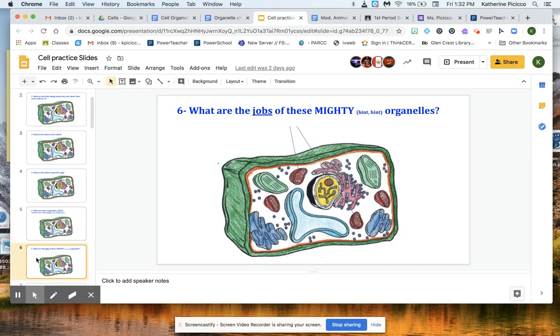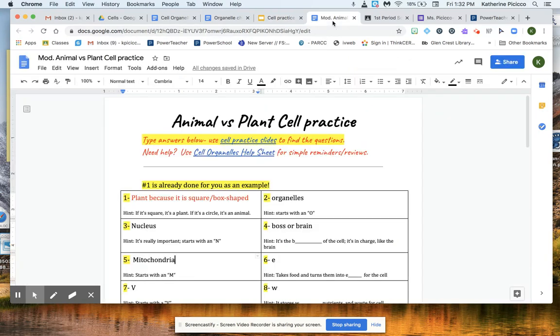What are the jobs of these organelles? And there's a hint, mighty. So these organelles are really, really important. Basically, what they do is they take the food that we eat and they break it down and give us energy. So usually there's more than one. Okay, so here's four different kinds here, but this is just basically things that create energy for the cell. So let's go back to the answers. Takes food and turns them into energy.